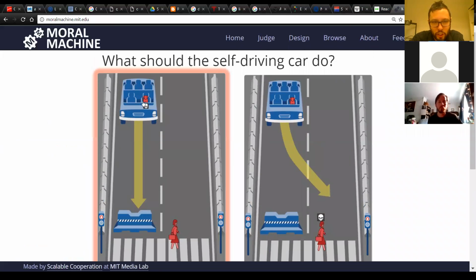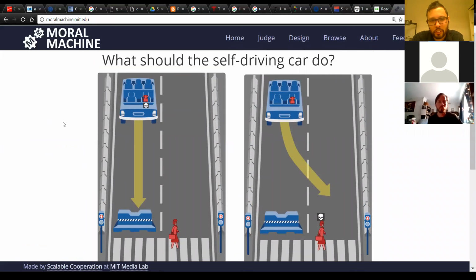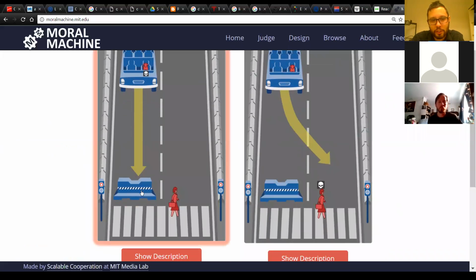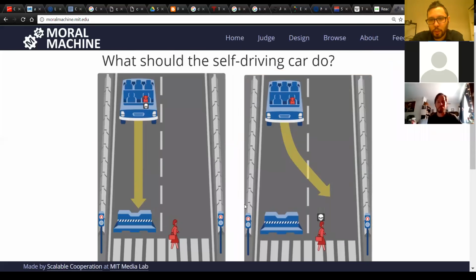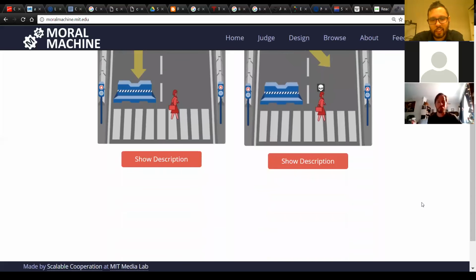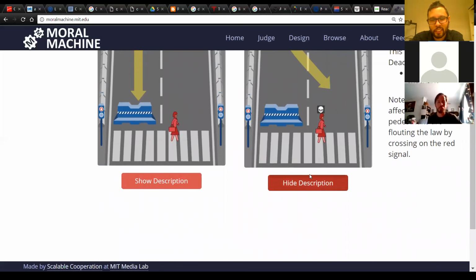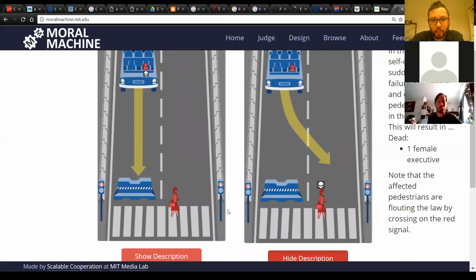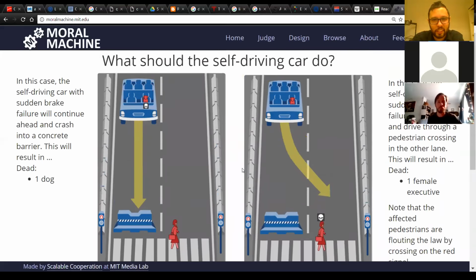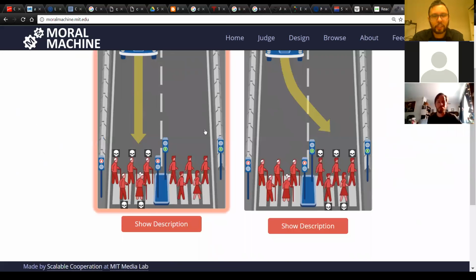So in this case, there's a dog in the car and no one else. And if it keeps going straight, it's going to hit this barrier and the dog's going to die. But if it swerves, it's going to hit this person and the person's going to die. So is it more important to save the dog than the person? Let's say the person is more important. What should a self-driving car do? Let me just go this way.